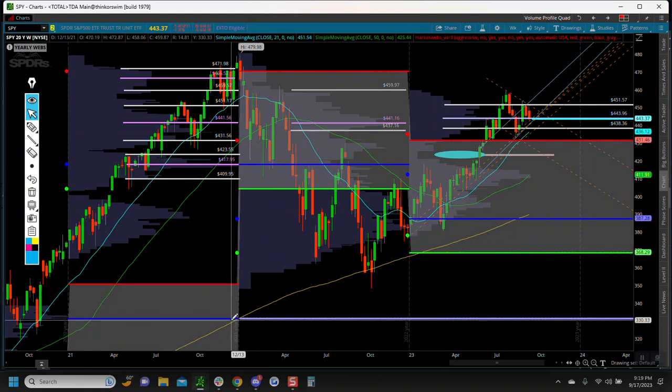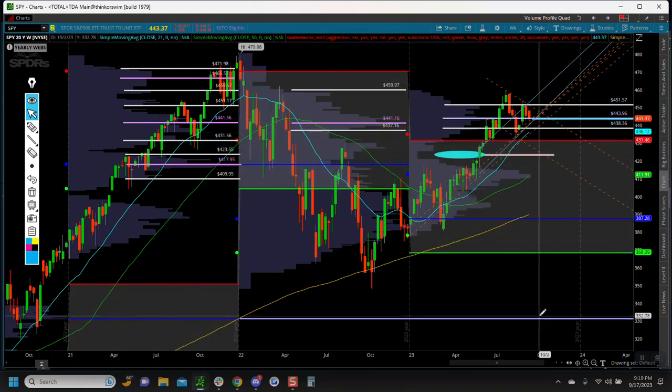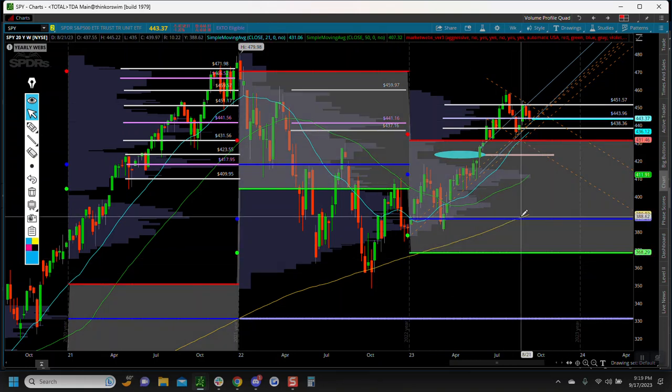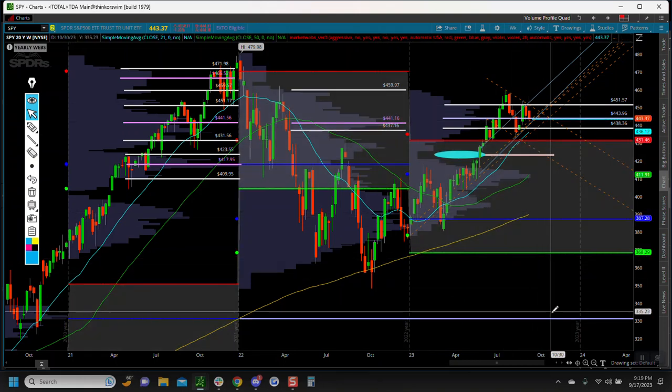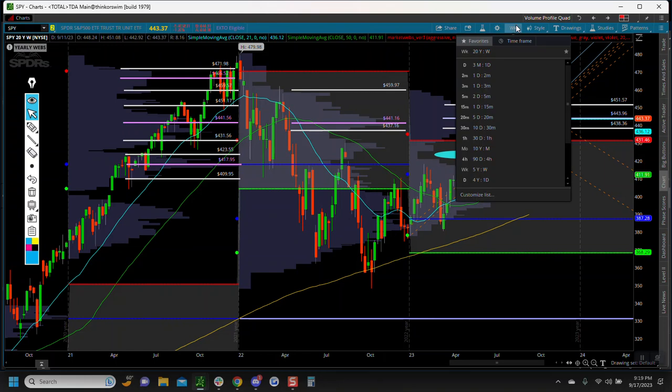Now, on a yearly basis, our main 330. This would be our main untested virgin point of control. So if the markets were to have a major correction, lose the 200 monthly moving average, that would be our primary target, the 330 area here on SPY. Now let's go down in time frames.